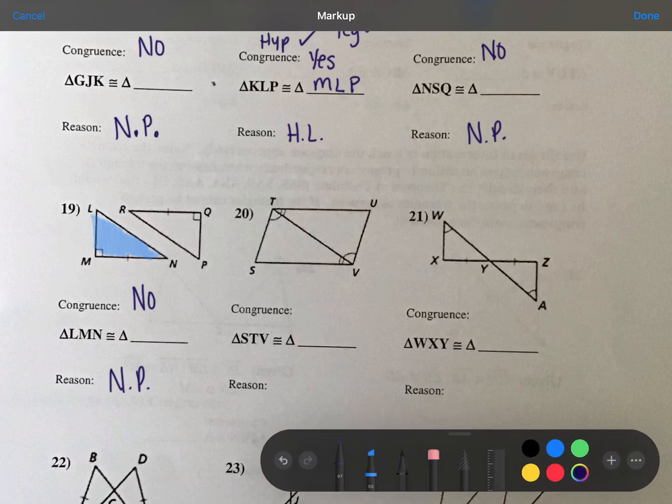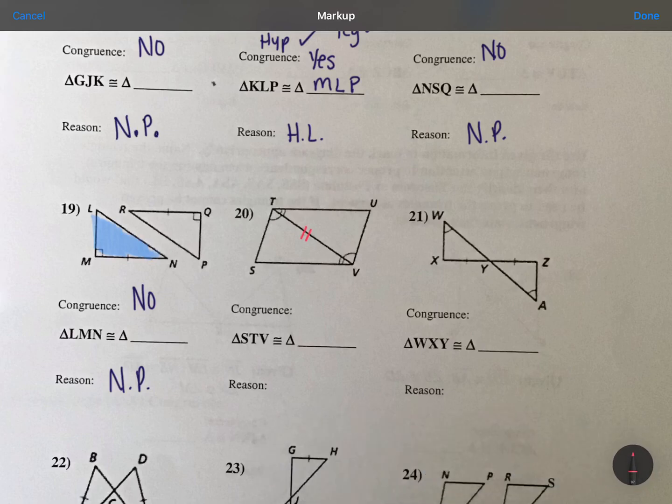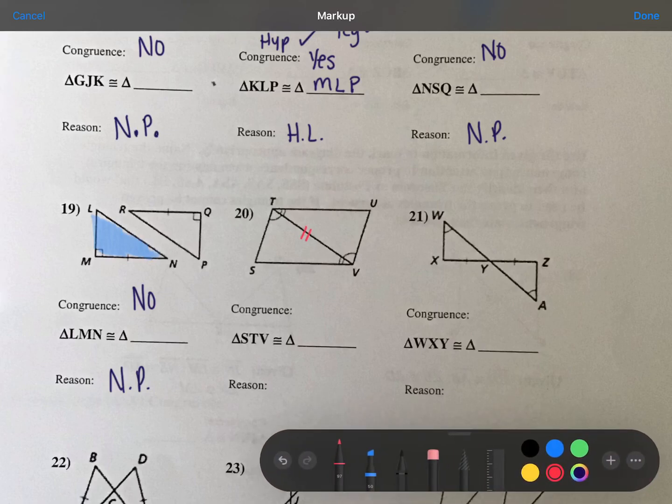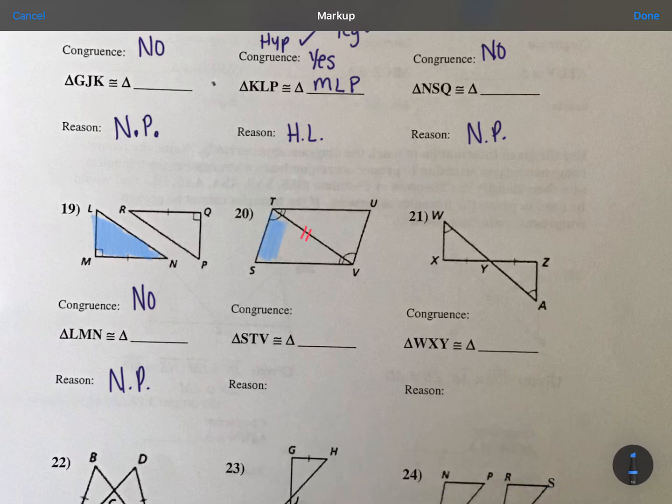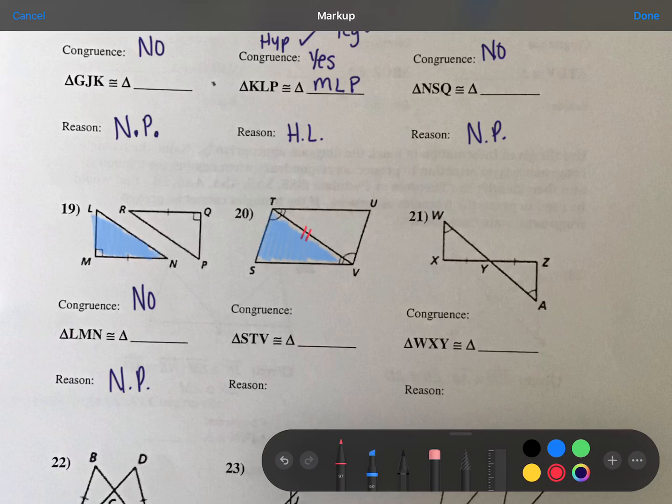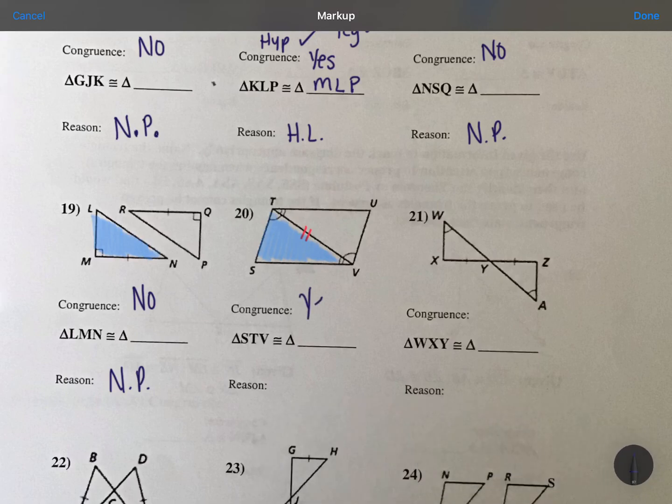Number 20, what are you going to ask yourself? Yes, you can legally add a shared side. You're going to ask yourself, what next? Do you have 3 pieces? Yes, we do. What 3 pieces do I have? I have an angle, an included side, and another angle. So angle, side, angle. STB is congruent to UVT.